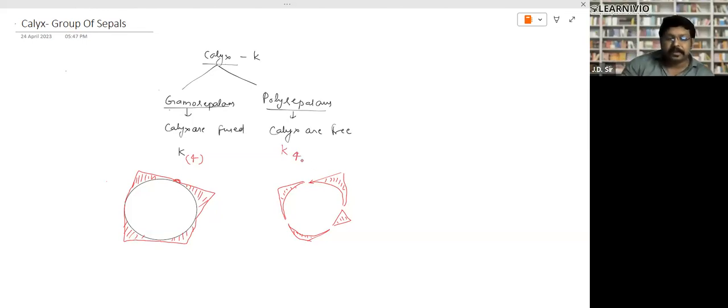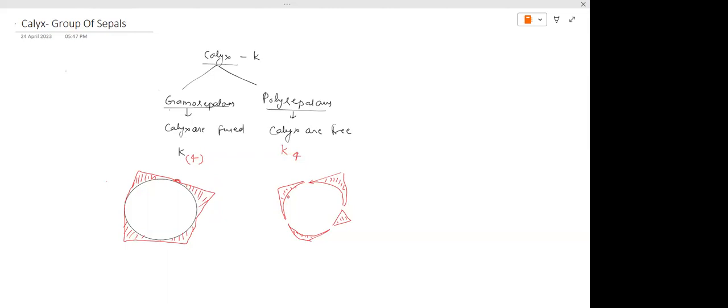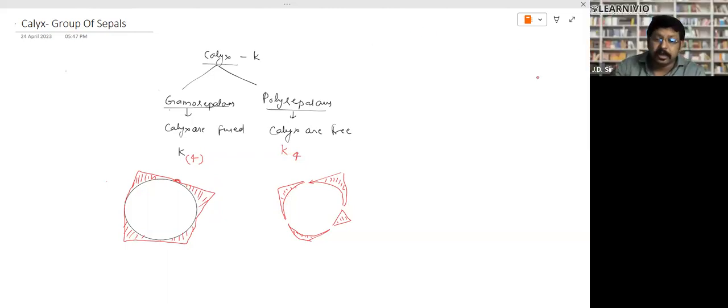So in polysepalous condition, I will not make a bracket. In gamosepalous condition, I will make the bracket. So calyx may be of two types. Is it clear or not? Tell me. Keep on telling me. Be fast. Yes, sir. Okay. So this is the calyx, then I will let you know the corolla.